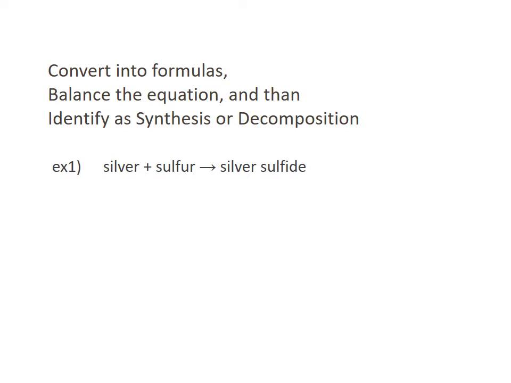So first, convert into formulas. We have silver, it just says silver, so I look it up on the periodic table and I write down the symbol for silver, which is just Ag. And then I have sulfur, and it says just sulfur, so I do the exact same thing. I go to my periodic table, look up sulfur, and write down the formula for sulfur directly off the periodic table. Now I've got silver sulfide.